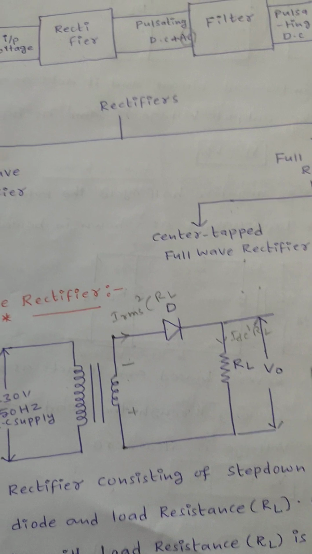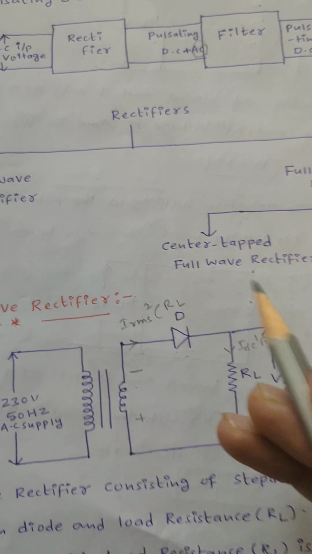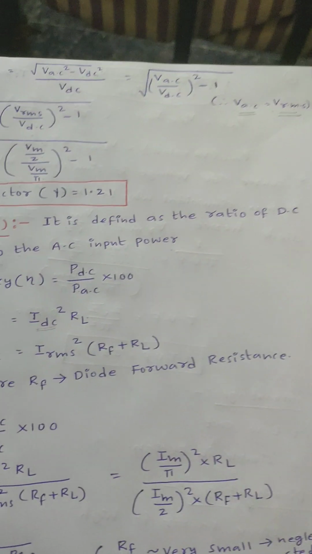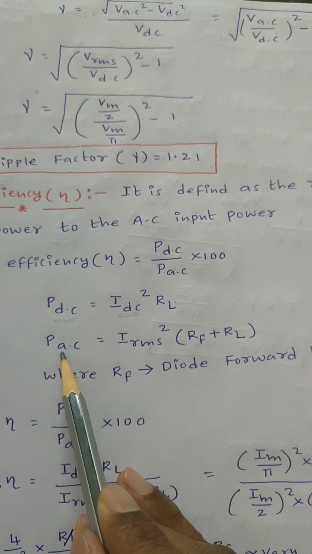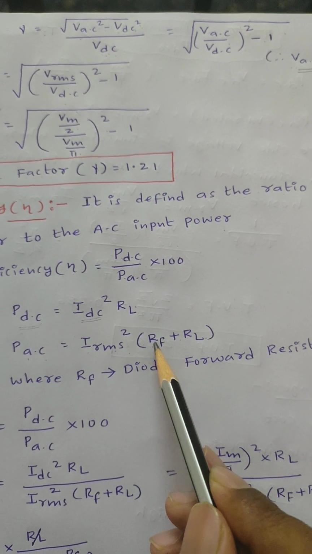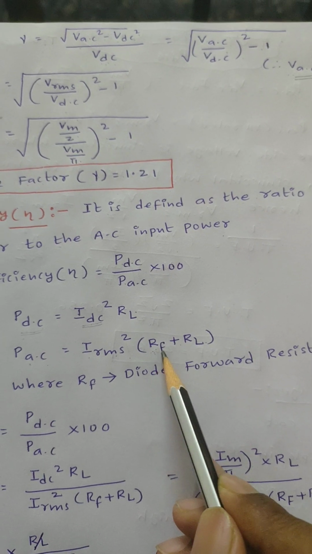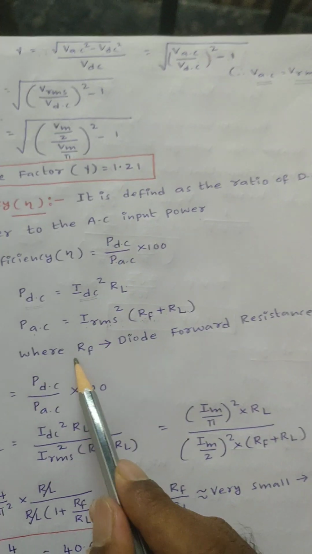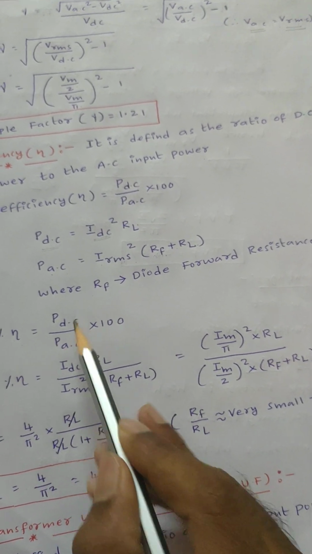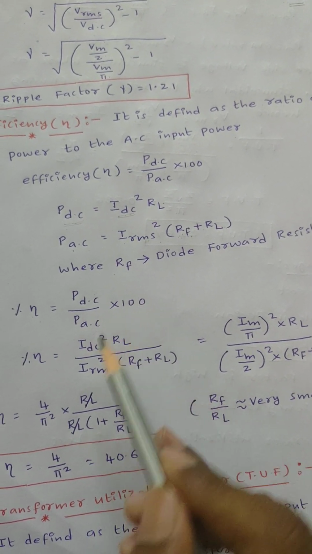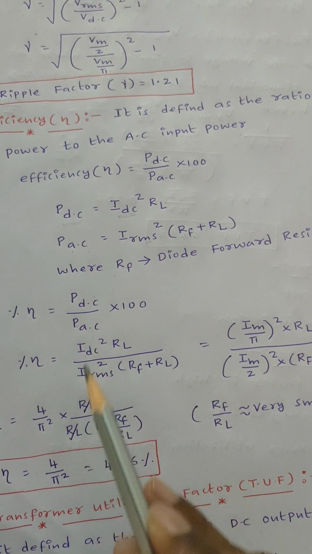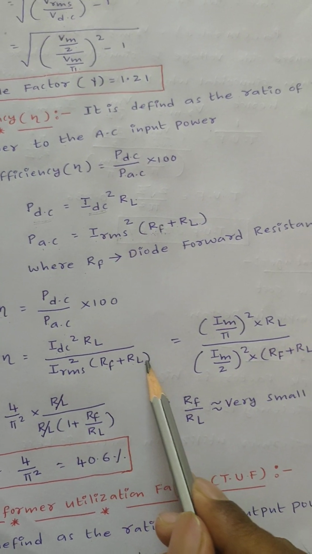But if we consider the diode under forward bias condition, it offers some forward resistance, which will be represented by RF. That means AC power PAC is equal to IRMS square into load resistance RL plus, under forward bias condition, diode forward resistance RF, where RF is the diode forward resistance. Then percentage efficiency is equal to PDC by PAC into 100. PDC is nothing but IDC square into RL, divided by PAC, which is IRMS square into RF plus RL.